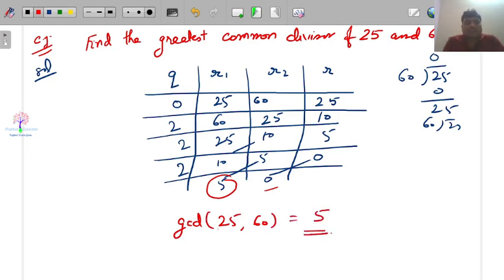So that is all about the greatest common divisor, and we will use this greatest common divisor in cryptography.